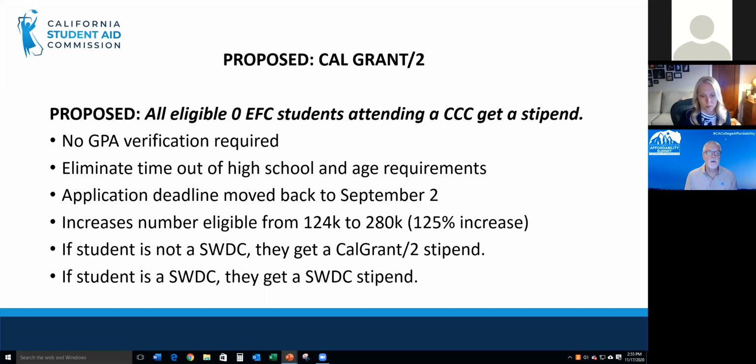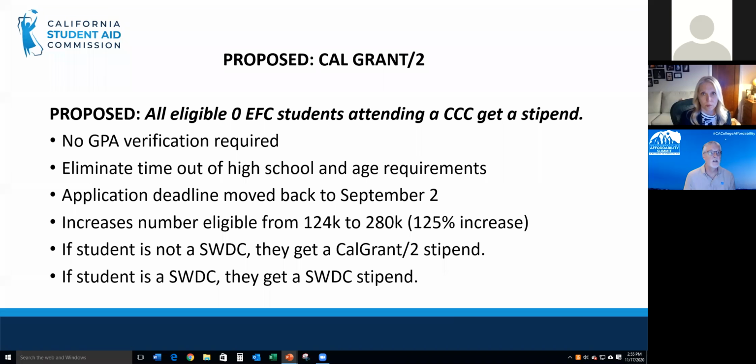By doing so, this would increase the number of eligible students to get a stipend from the current amount, 124,000 students, to 280,000 students, which is a pretty significant increase in the number of students. One of the ways in which we can do this with the same amount of money, which is roughly about 150 million, which is what's going to community college students currently, is by separating out Cal Grant 2 stipends from students with dependent children stipends.